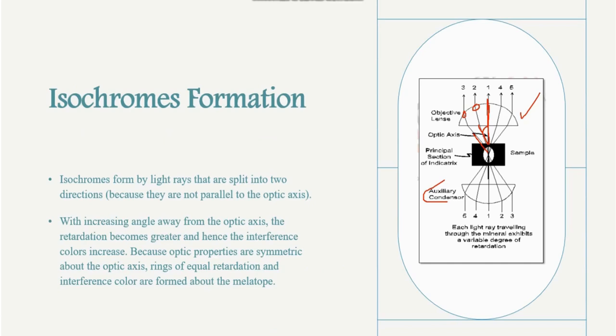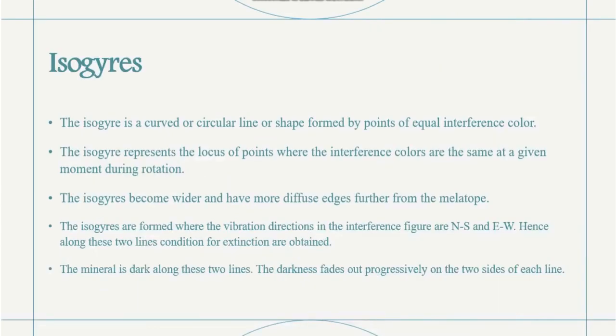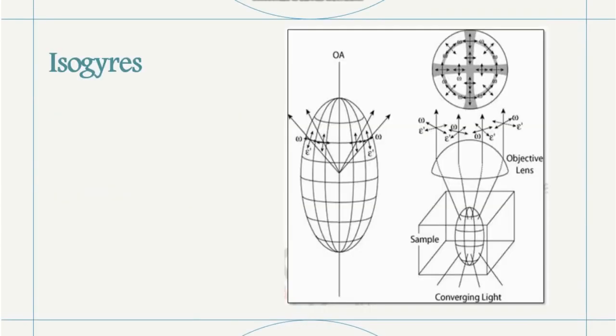But if light starts to split into 2 rays, then we say it has got birefringence or retardation. And retardation differs depending on the angle away from the optic axis. If it's closer to the optic axis, we say it has got moderate birefringence or retardation, but further away, we say it has got high birefringence or retardation.